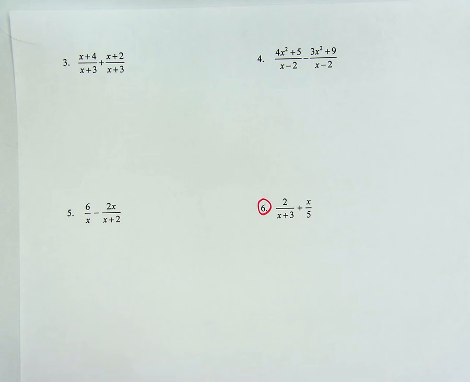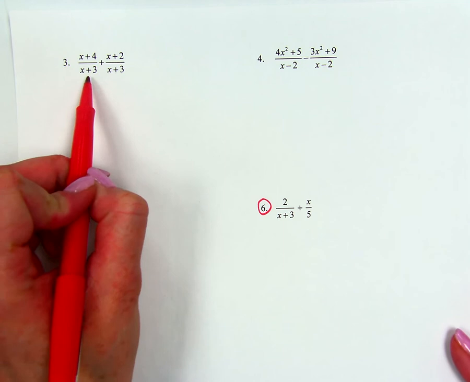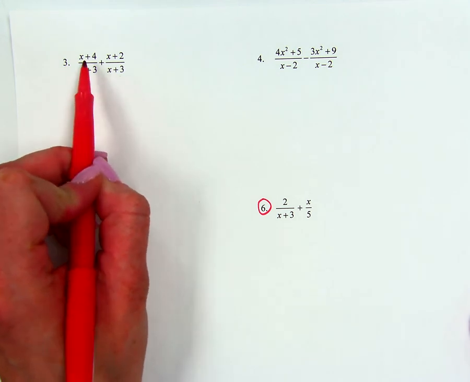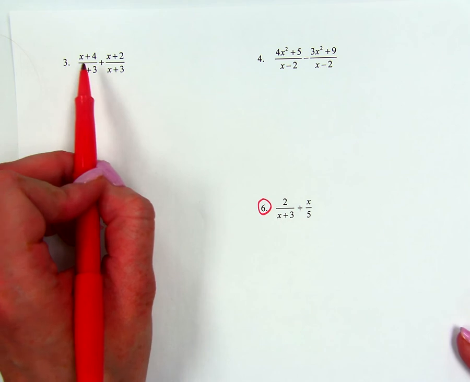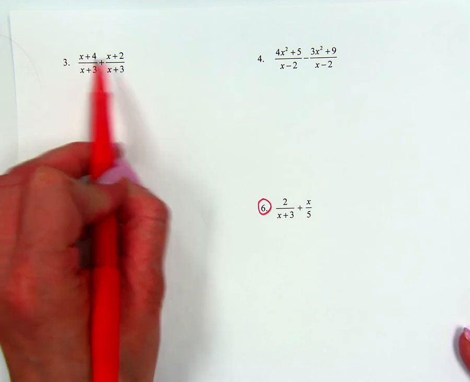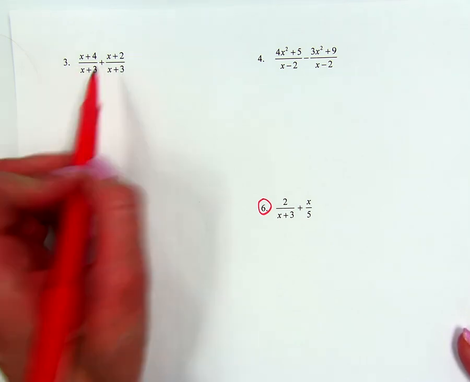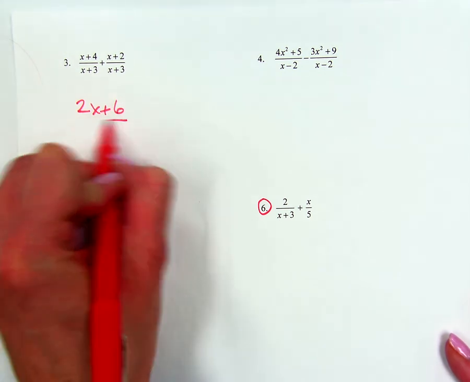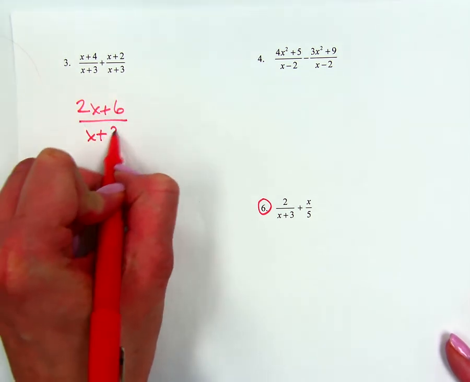And let's look at number 3. Number 3 is addition. Again, same thing that we're looking for. Are our denominators the same? In this case, they are. So we have x plus 3 and x plus 3. So all we're going to do is add together what's in the numerator. So we have x plus 4 and x plus 2. So that becomes 2x plus 6 all over x plus 3.